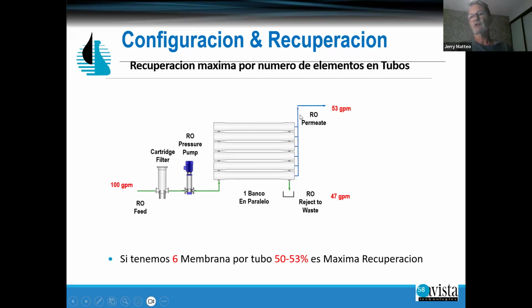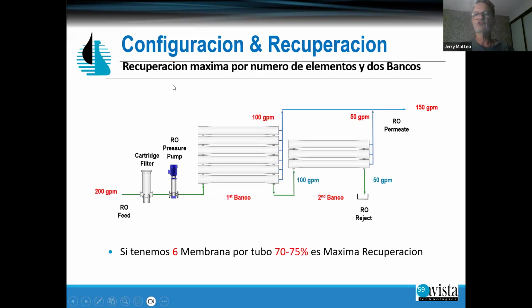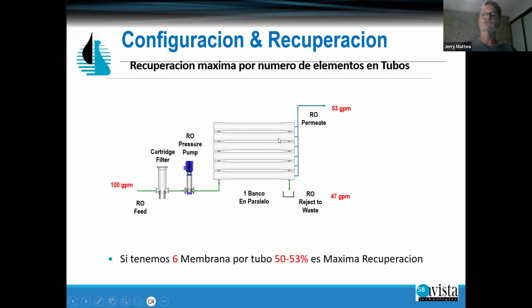So seawater systems always look like this. You just have 1 bank of vessels, 1 bank full of membranes. A 2-stage system looks like this, and I think there's a slide where we're going to emphasize stages again. On seawater, I have to do this because the osmotic pressure is too high. I can only recover about 45 to 50% of the water as permeate.